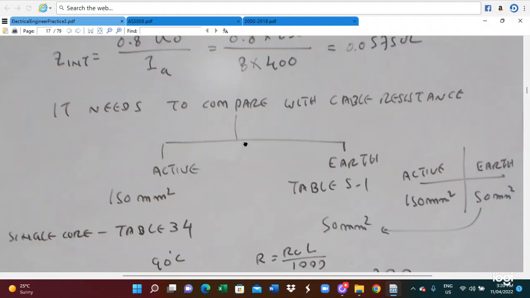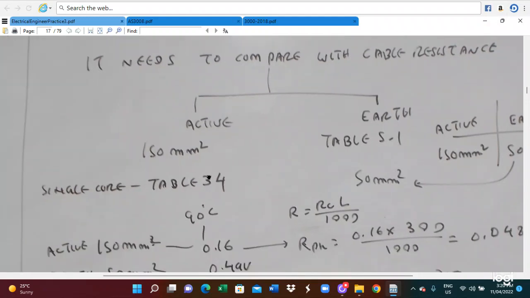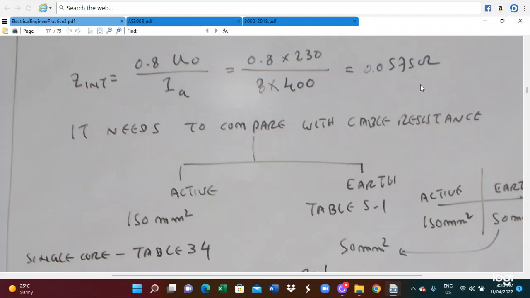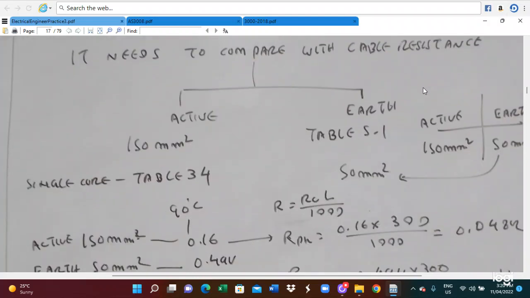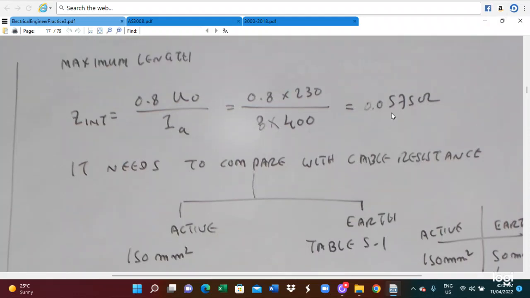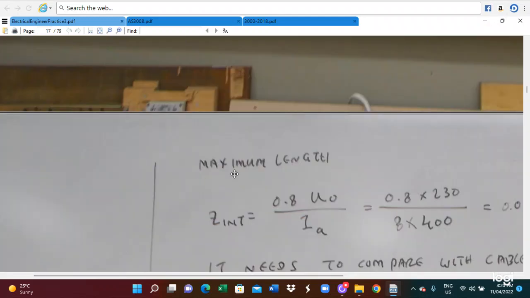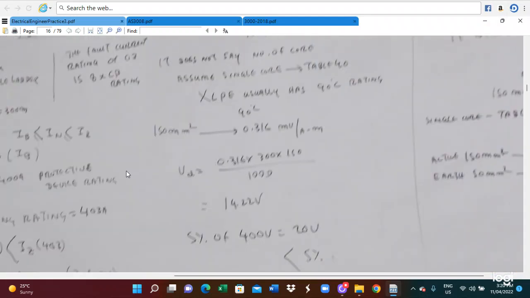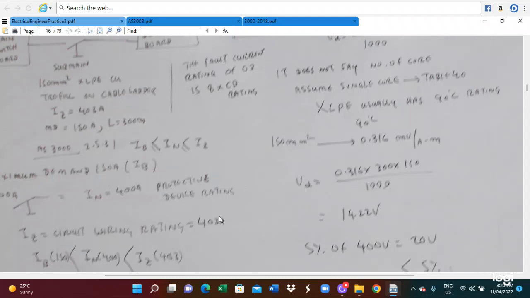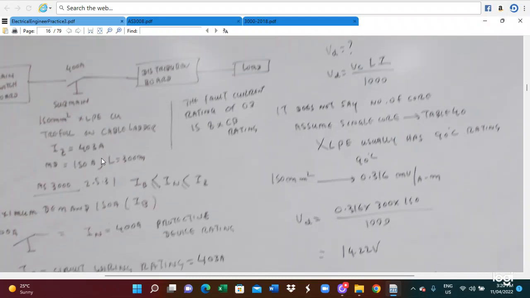So you get 0.0575. You need to compare this with the K-value of the system. In this case, ZINT is 0.0575. We have to find out the K-value of the system, and whether it complies with the circuit breaker under AS3000, whether the upper circuit is protected or not. So ZINT is 0.8 U0 by IA, that formula: 0.8 multiplied by 230, divided by 8 into the IA value, where the circuit breaker rating is the IA value.